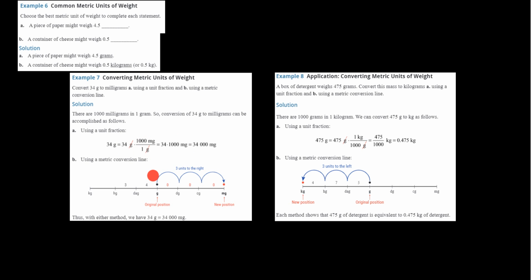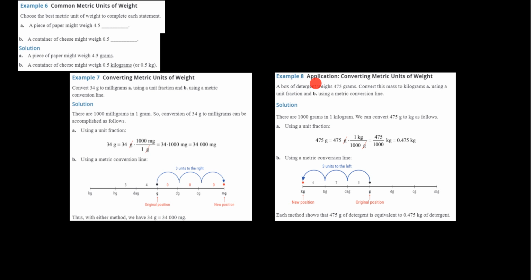And then the easier way, again, would be looking at the metric conversion line. I know that the milligram is way over here, and I'm trying to get to a gram. Well, no, I'm sorry. We're trying to go from grams to milligrams. So we have to move our decimal point 3 places to the right, and of course we see that down here with 34.0, we take that decimal and move it 3 places to the right to 34,000.